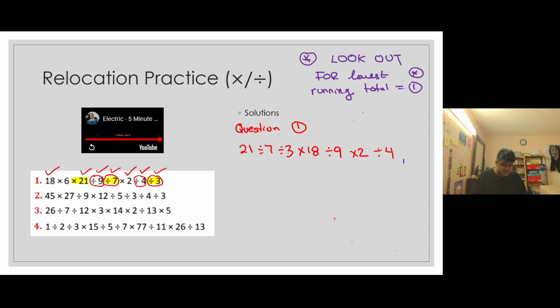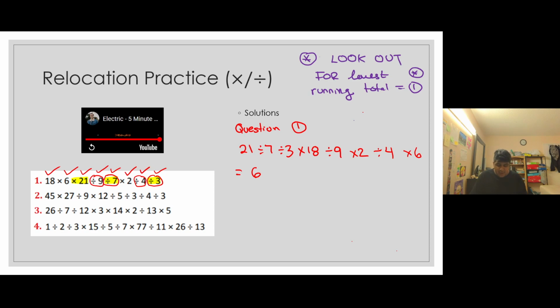21 divided by 7 divided by 3 is equal to 1. 1 times 18 is 18. 18 divided by 9 is equal to 2. 2 times 2 is 4. And 4 divided by 4 is equal to 1. And now, whatever is left is just times 6 here, by the way. So just multiply by 6. And this is really easy. This gives us a final answer of 6. All done. Easy, squeaky clean. There's no messing about. We just basically went right out and found the answer.